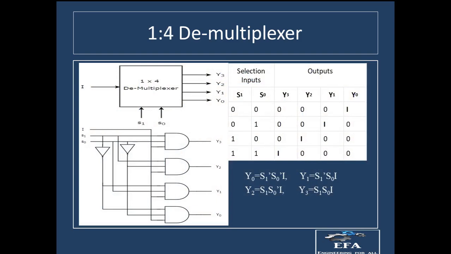So moving on to the next one, let us say that we have a 1 is to 4 demultiplexer. Again we need to see the number of output lines, which is equal to 4. So 4 can be written as 2 power 2, so 2 will be the number of select lines. I is the input line, a single line carrying the input, and we have y0, y1, y2 and y3 as the output lines. Because we have 4 output lines, we will have 2 select lines.